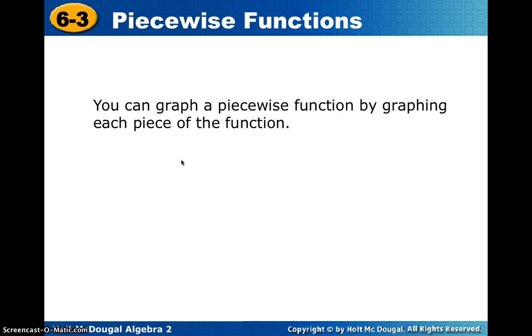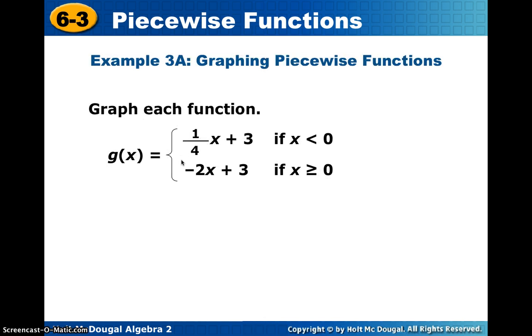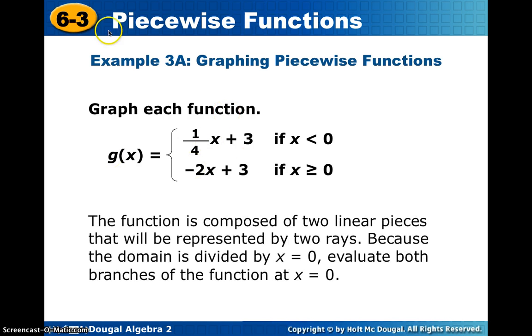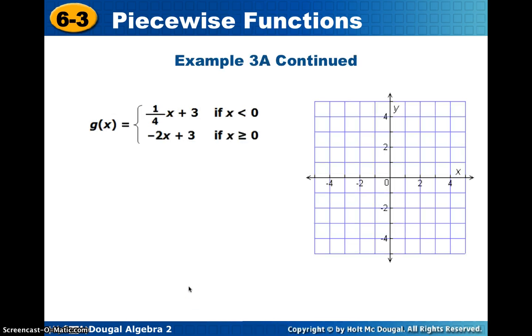You can graph a piecewise function by graphing each piece of the function. So if we're going to graph this function, we're going to have to graph both of these lines. And we can graph the lines using y equals mx plus b. The function is composed of two linear pieces that will be represented by two rays. Because the domain is divided by x equals 0, evaluate both branches of the function at x equals 0.